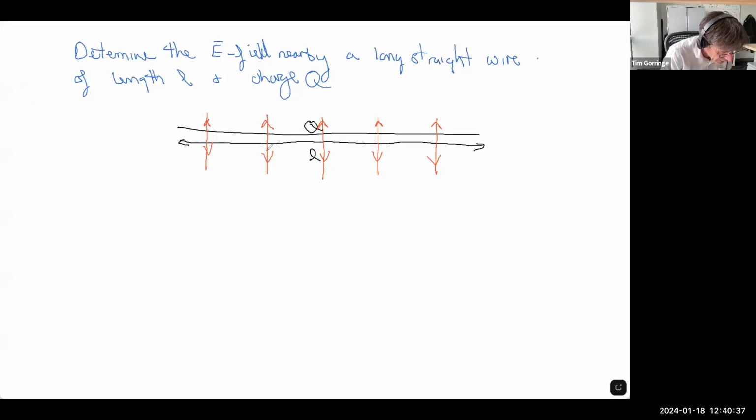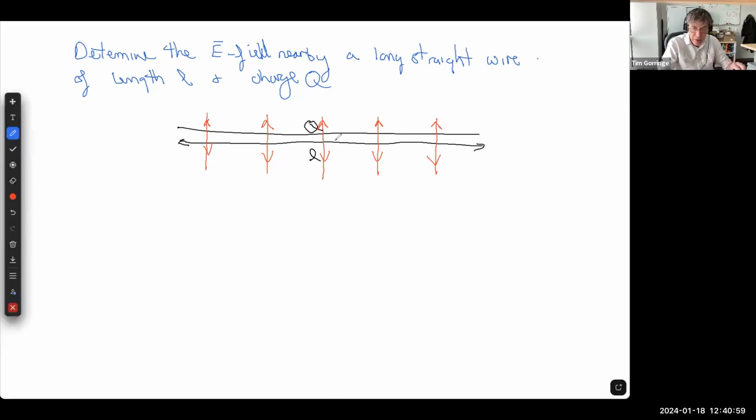Above the wire, they're heading upwards. Below the wire, they're heading downwards. In both cases, they're emerging from the wire. You'll notice a couple of things about the way I drew the field lines. I drew the field lines so that, at least at distances where we're relatively close to the wire compared to the length of the wire, the field line, if you're above the wire, is going to be radially upwards. The field line, if you're below the wire, is just going to be radially downwards.